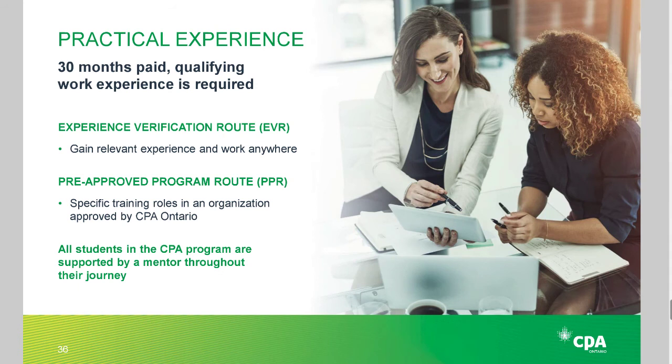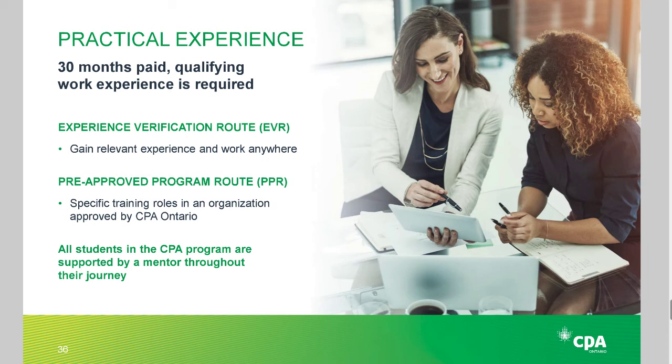Okay, so practical work experience. Our practical work experience is divided into 2 possible routes. The first is the experience verification route. This allows you to work for any company, anywhere, and you will report on your work experience. That's essentially the big difference between these two. Who does the reporting? Pre-approved program just means that the company hires so many CPAs every year that we've gone in and done an audit of their program and said, great, so the company can report for you. That's really the big difference between the two.